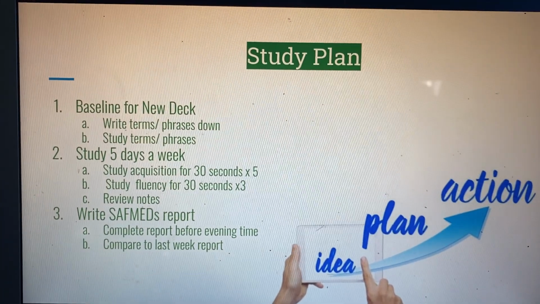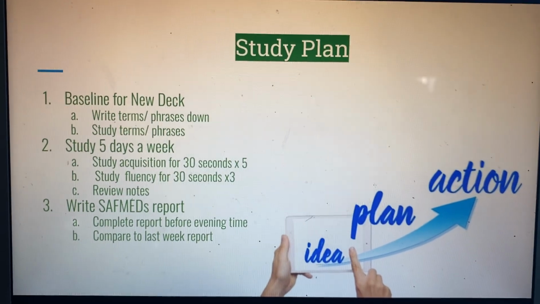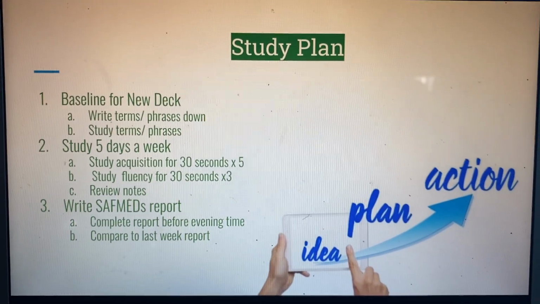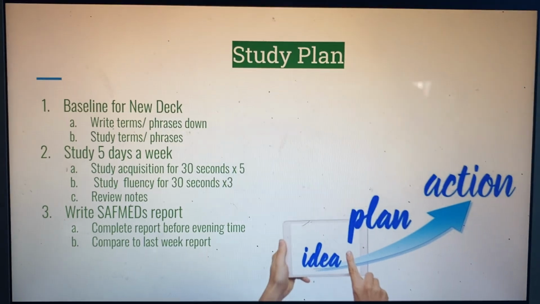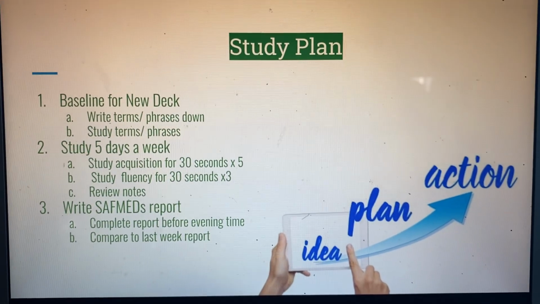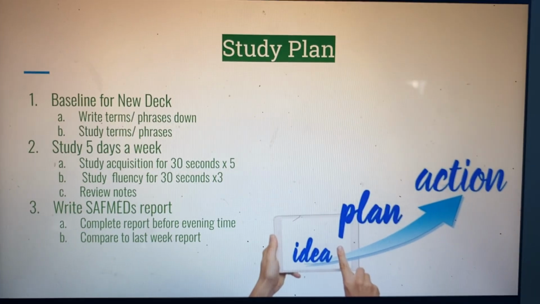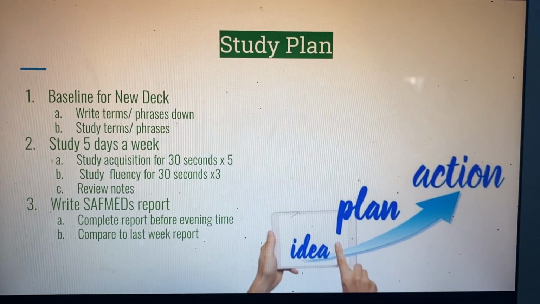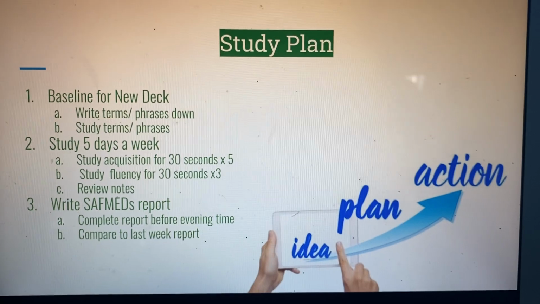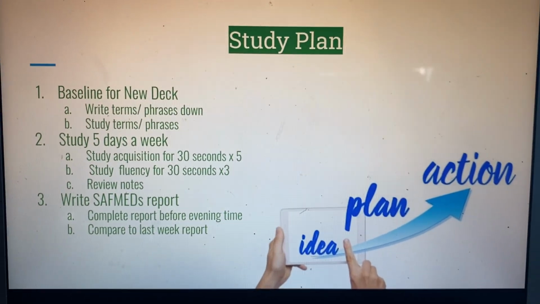I would study my acquisition for 30 seconds 5 times, followed by my fluency, also for 30 seconds but 3 times. Afterwards, I would review my notes. At the end of each week, I would create my SAFMEDS report. After creating the report and submitting it, I compared it to the last week.